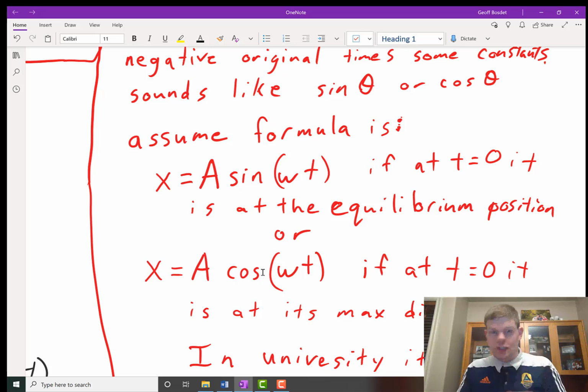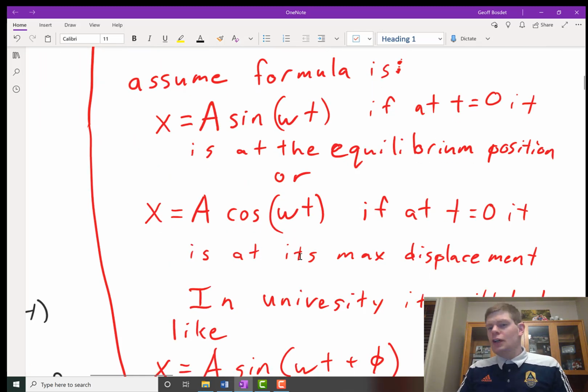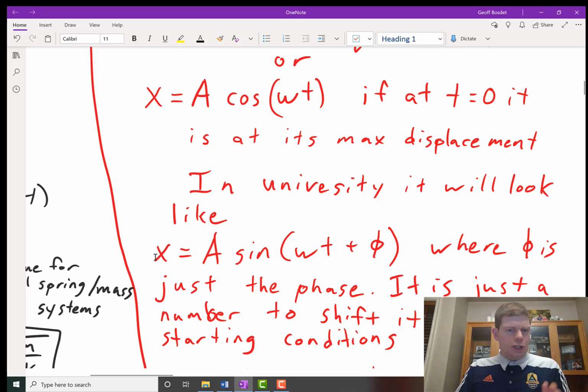If it's fully pulled initially, we'll do cosine, because cosine is 1 when t is 0. And if you're starting at the equilibrium position, it's already moving, we're going to use sine. In university, it's going to look a little more like this. You're going to be like x equals your amplitude times sine or cosine times your angular velocity times time plus some phase variable, phi, where it's just the phase.